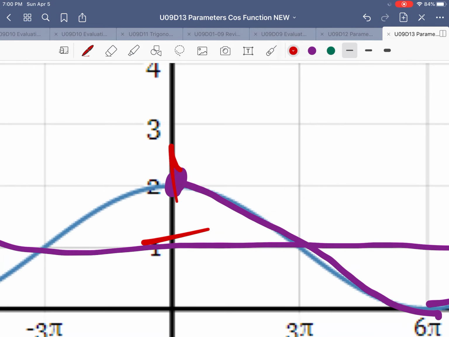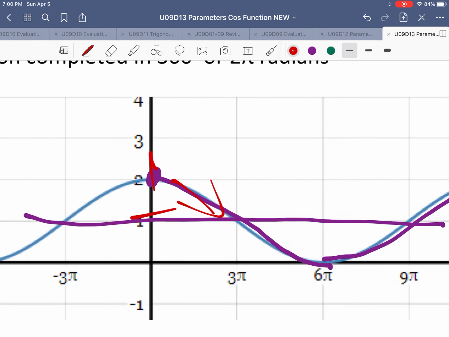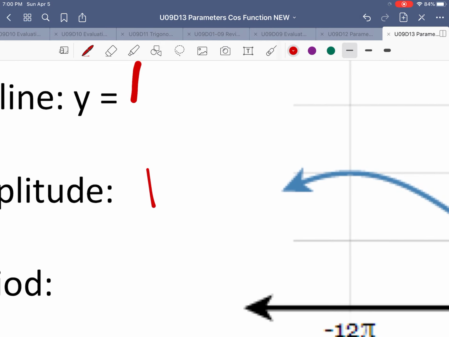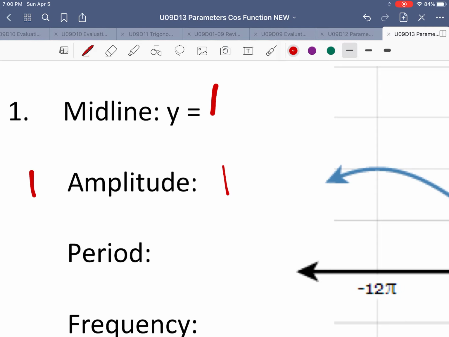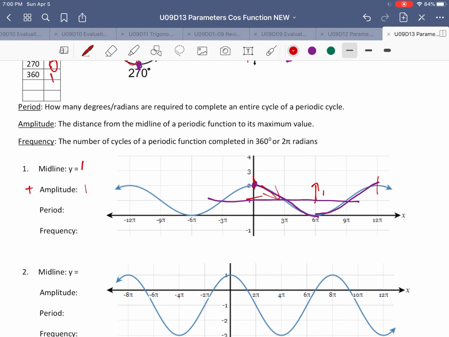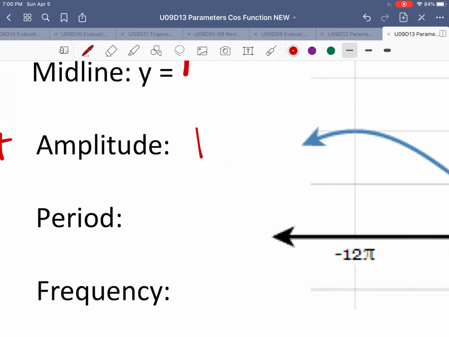Our graph is supposed to start by starting at the top and going down. So this is a positive amplitude. The amplitude is from the center to the top. So that's 1 unit. So our amplitude is 1, and because the graph is following its normal direction, it's positive. The period in this case appears to be 12 pi.